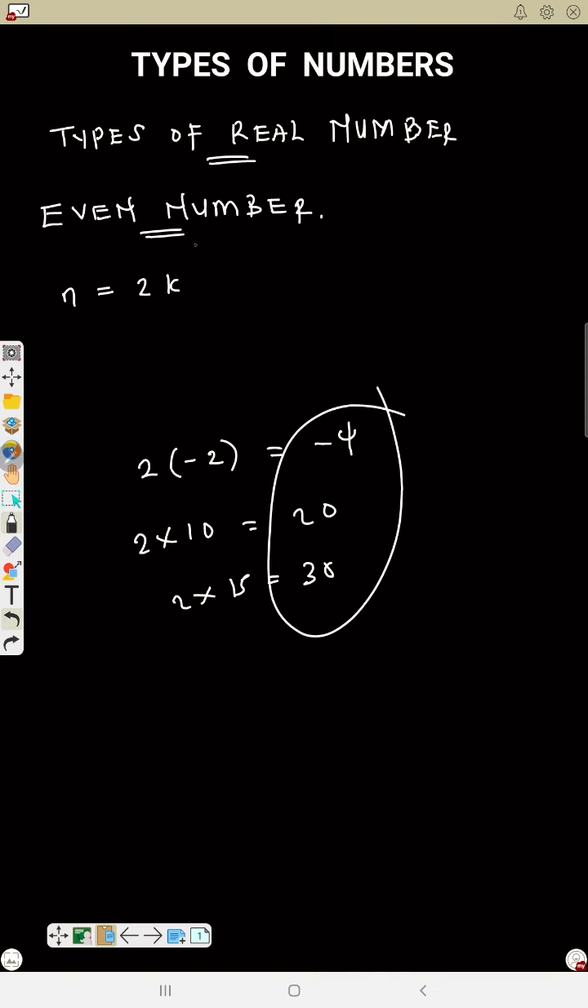So the general form of an even number is n equals 2k. I'm using k here, but it can be anything. I can say 2p, any letter. What I want to derive is that 2 is outside, so an even number will be divisible by 2 every time. Now, what of odd numbers?